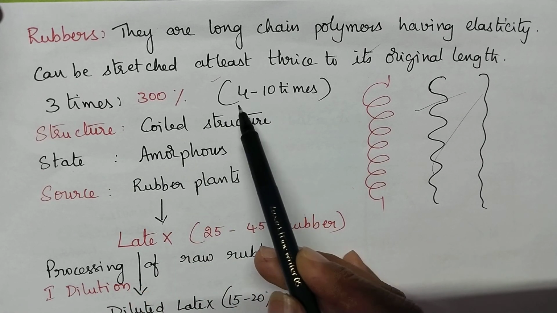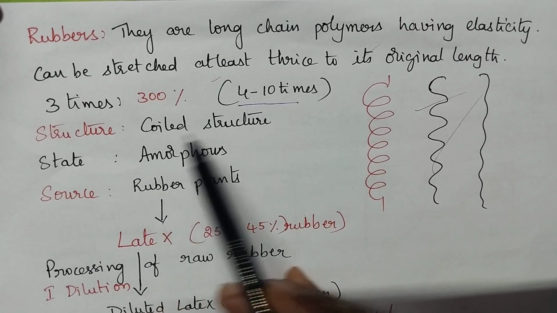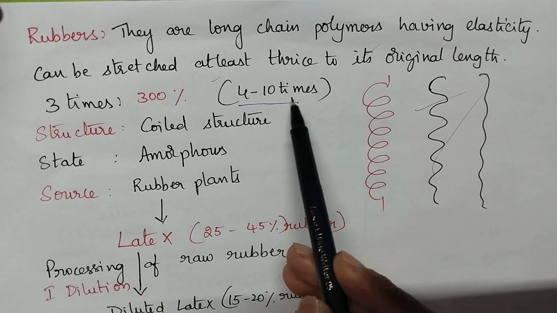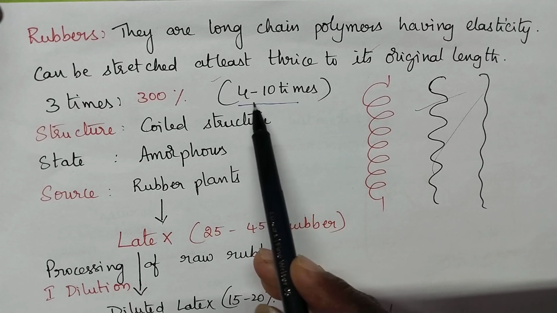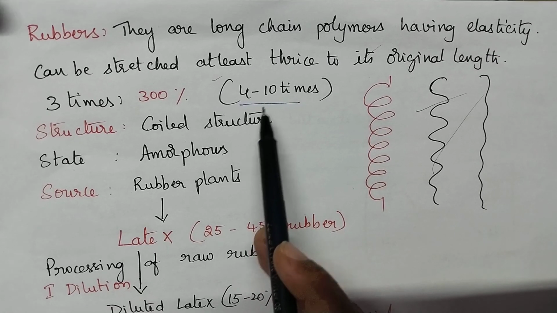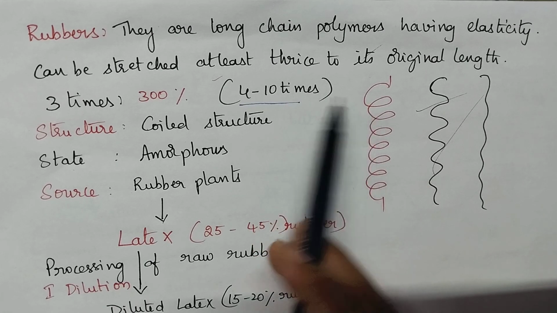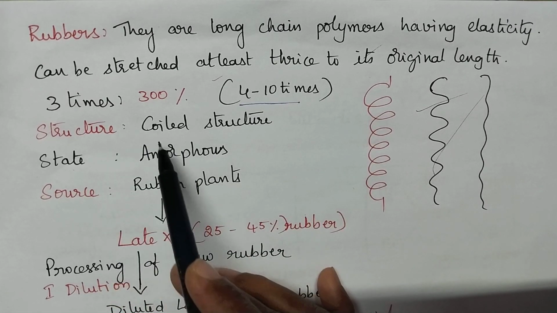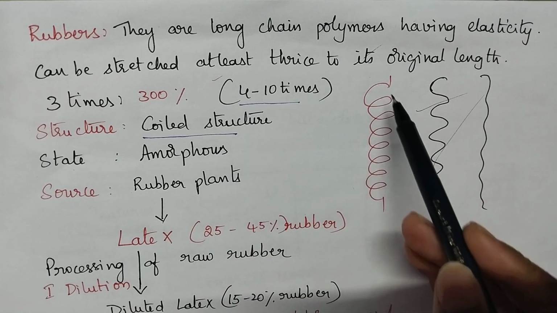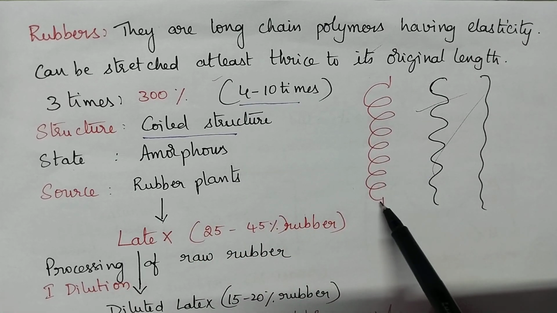And generally the natural rubber exhibits 4 to 10 times stretching when compared with the synthetic rubber molecules, and this elasticity is mainly due to its structure. So rubbers are having coiled structure. So what is the structure of rubber molecules?